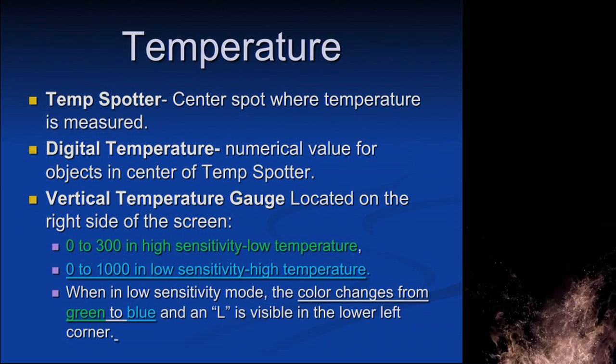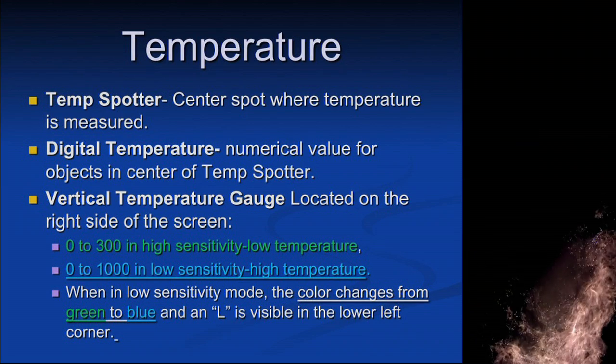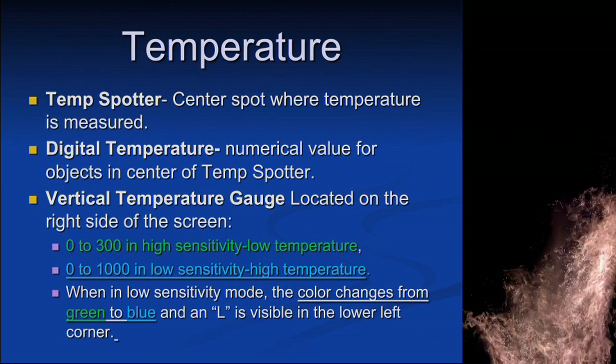This is a sliding scale. Depending on the model camera you're using, in the normal mode, it will go from 0 at the bottom to 300 degrees at the top. If the digital readout is 150 degrees, then the vertical gauge would show halfway up.